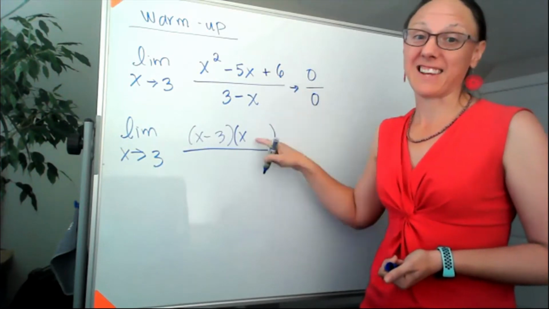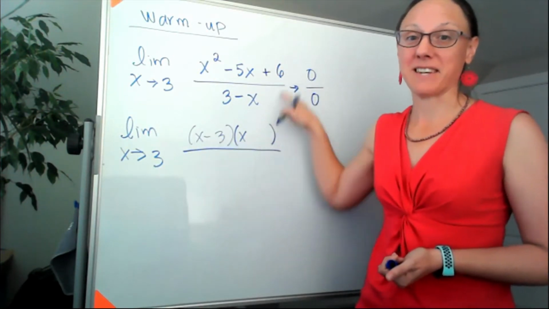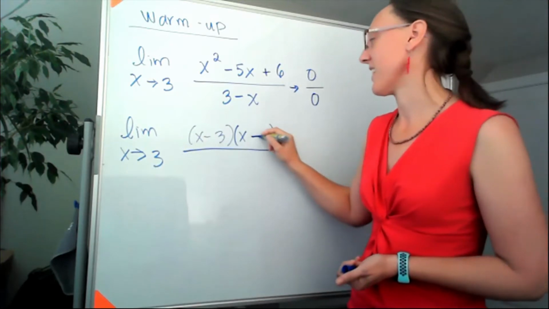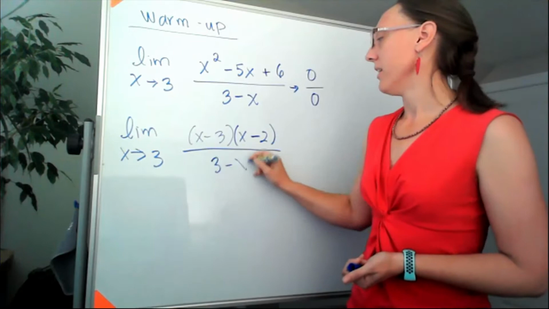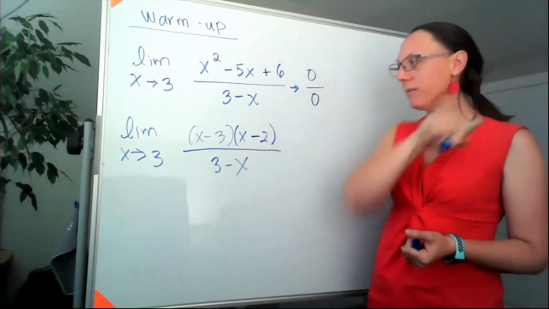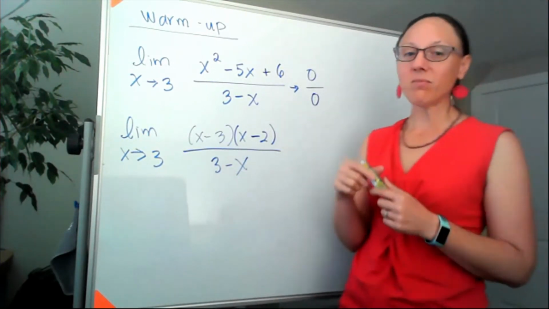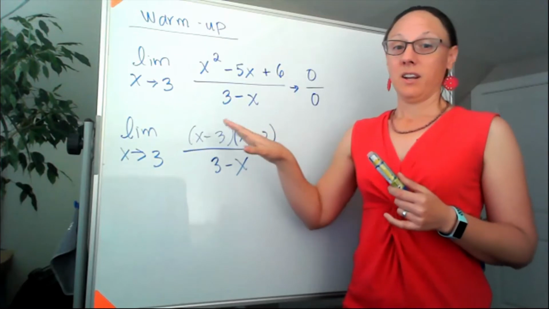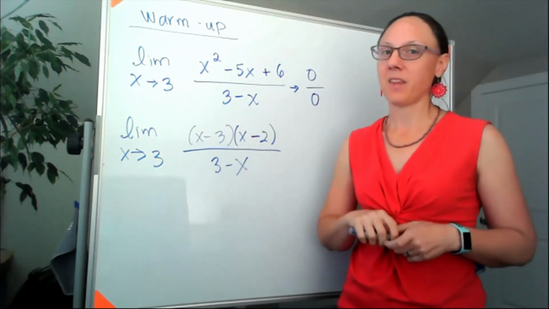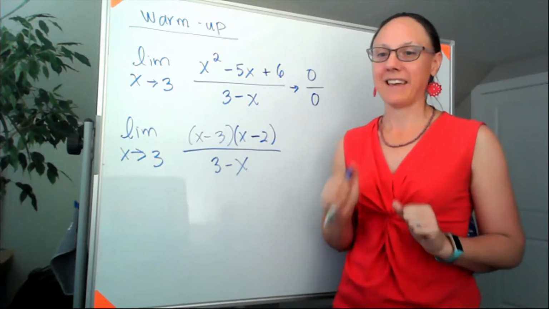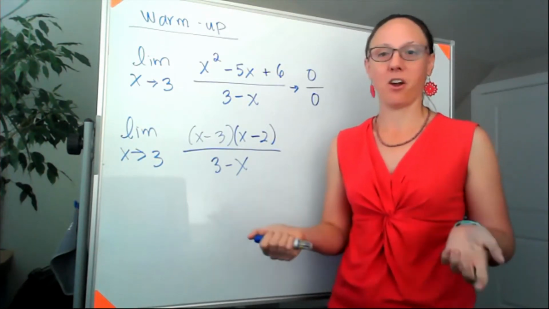Because if I look at that 6, I need something times -3 to give me 6. That's going to need to be -2. And on the bottom, I've got 3 minus x. That x minus 3 over 3 minus x almost cancels out to give us a 1, but not quite.